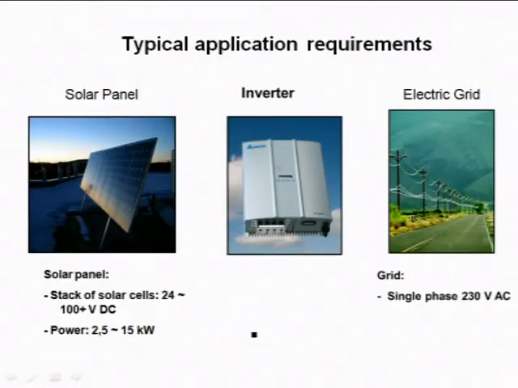So, let us see some typical applications of inverters and typical application requirements. The most popular application of inverters is in converting solar energy into electrical energy. So, what is solar power? In a solar cell we are getting only DC. In our daily usage we use AC for all applications. So, we need to convert the DC to AC. This is where the most popular application of the inverter comes.